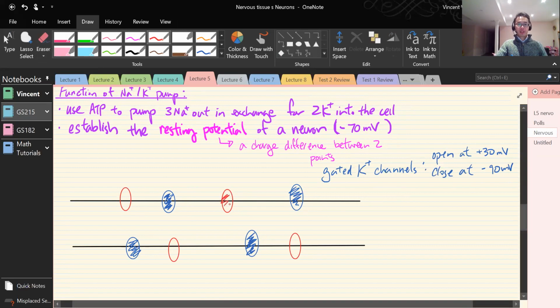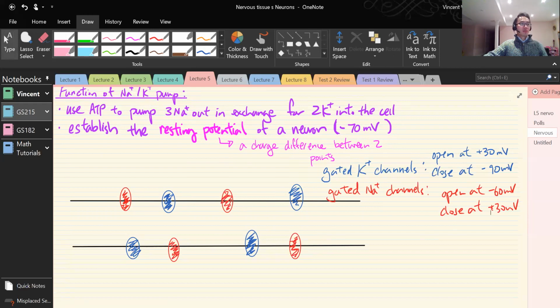And then we have the sodium ones. These are the gated sodium channels. They would open at minus 60, and then they would close at positive 30. It's just the way it is. There's no reason for them. People did some experiments and found out that's what it is.